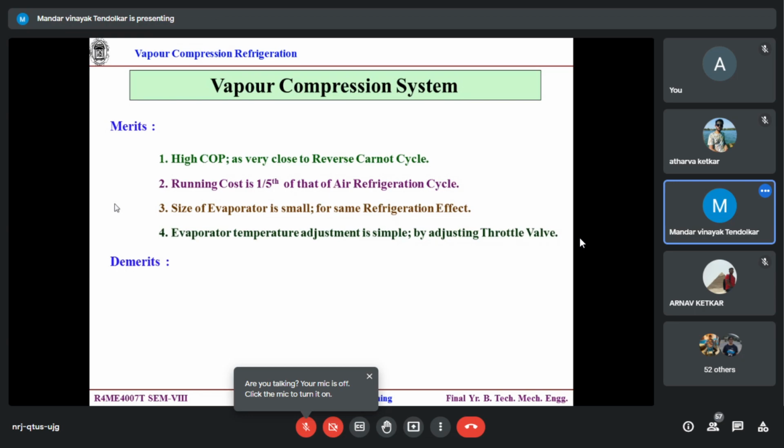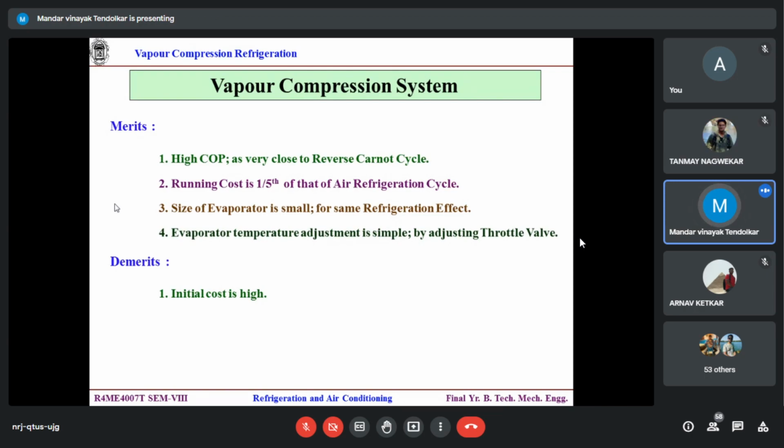Now the demerits. Our initial cost is high because we have to design a compressor which can handle two phases, correct? Even the expansion device also. There is a vapor phase, there is a liquid phase. So naturally the compressor design changes. We have to take into consideration all those factors, such as the dryness fraction and liquid zone, so the cost is naturally higher. The air compressor to design is very simple. A vapor compressor is naturally difficult. Correct.